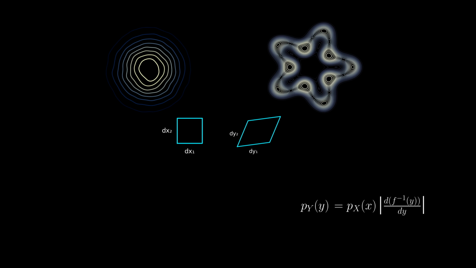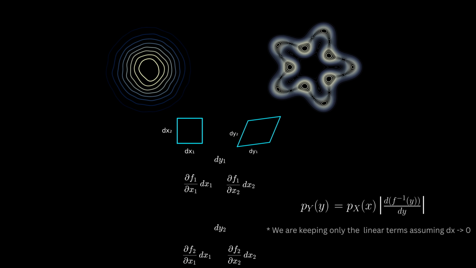Now if we try to compute how this small patch spanned by dx1 and dx2 gets transformed into another parallelogram spanned by vectors dy1 and dy2, then dy1 would have a term involving partial derivative of f1, where f1 is the function taking in both dimensions of x, x1 and x2 as input, and emitting the first dimension of y, y1 as output. So we will have partial derivative of f1 with respect to x1 times dx1. And another term will be partial derivative of f1 with respect to x2 times dx2. Similarly for dy2, we'll have these terms.